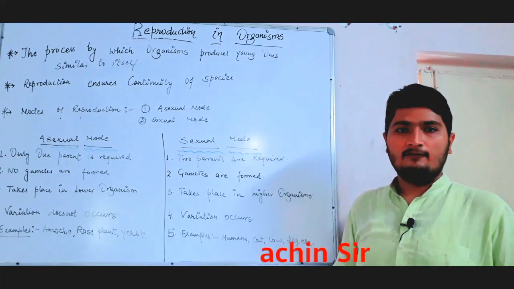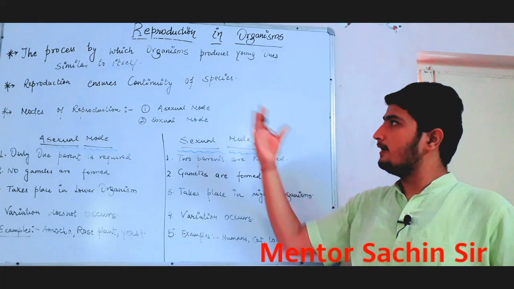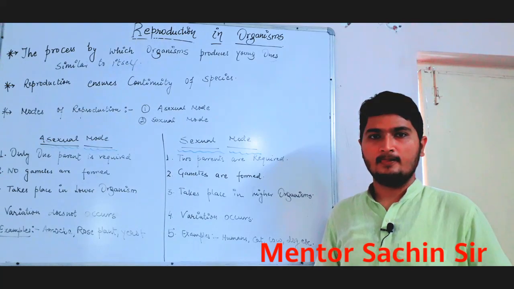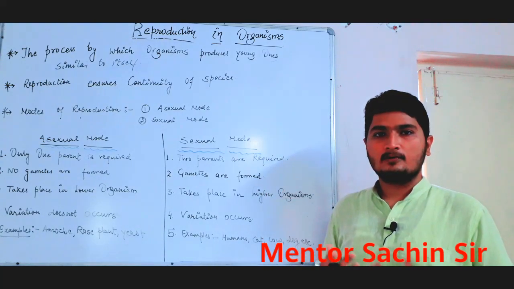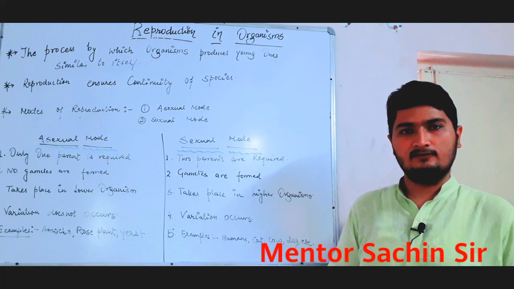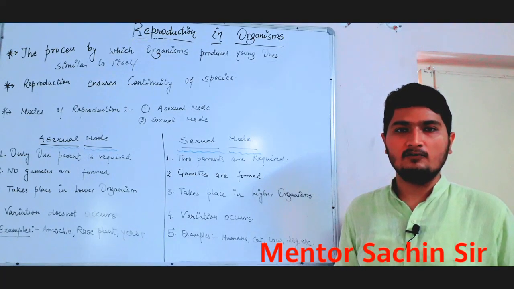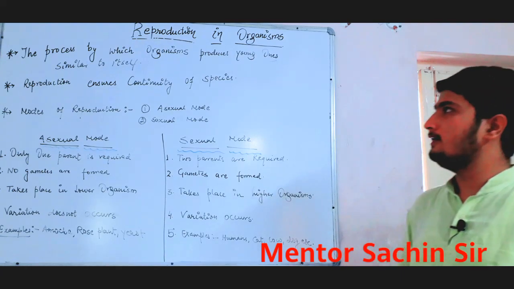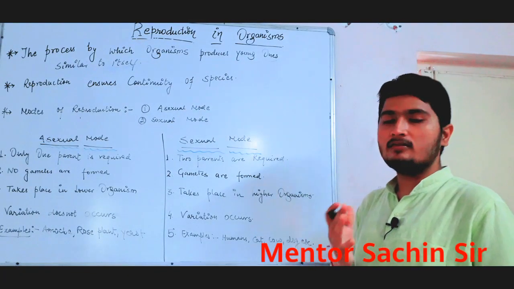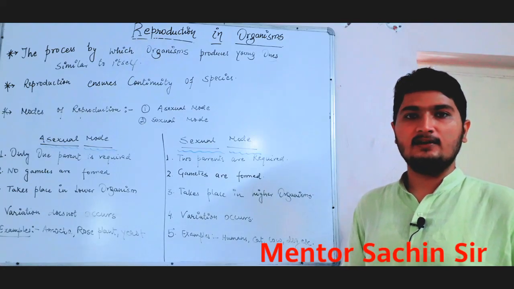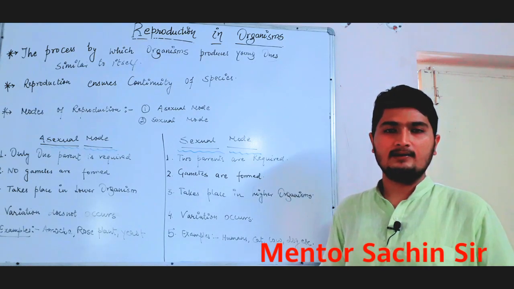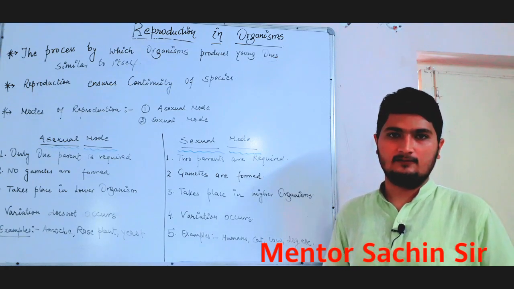So, how will we define the process of reproduction? The process by which an organism produces young ones similar to itself. The words similar to itself are very important. Why? Because the concept of reproduction is all about a particular species. An organism of a particular species will reproduce and form new young ones similar to themselves. Reproduction is a process by which an organism produces young ones similar to itself, a process by which any organism produces its own offsprings, its own young ones, but those young ones are similar to themselves.